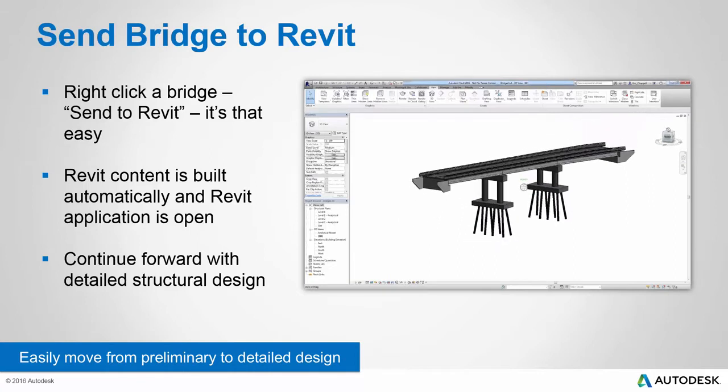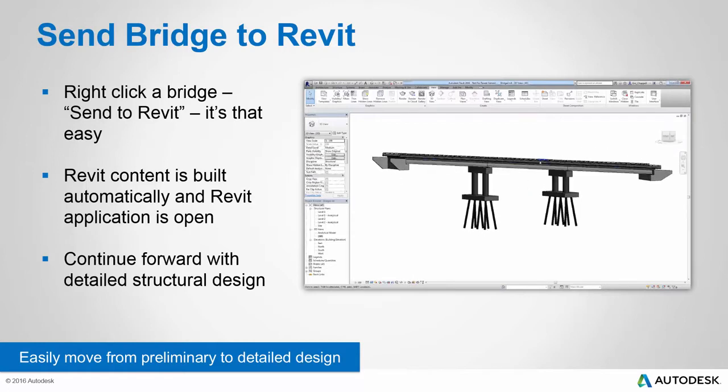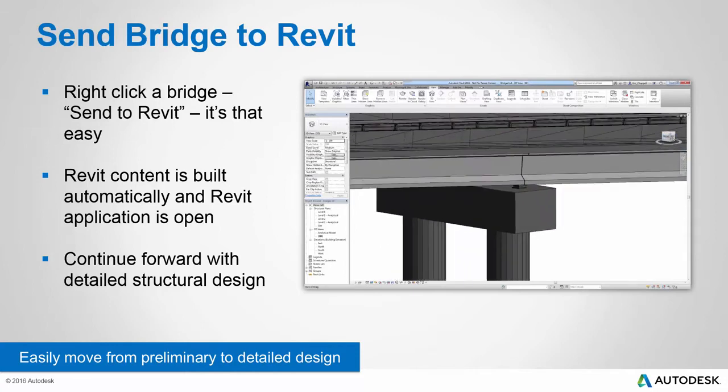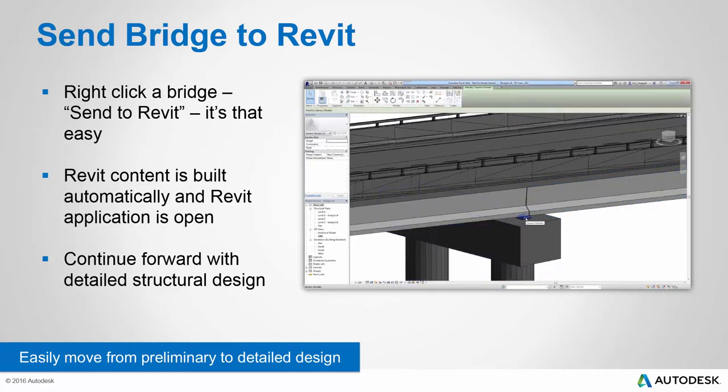As we zoom in and take a look at the model that was created, we see that this isn't just a solid image of a bridge. This is a functioning design, and it's made up of individual components, such as girders, piers, even bearings, and even bridge rails are included in this model, all of which you can design and modify within the Revit environment. Why is this important? It allows you to easily move from preliminary to detailed design, in this case in the design of bridges. It also shows Autodesk's commitment to continually improving the interoperability between our products.